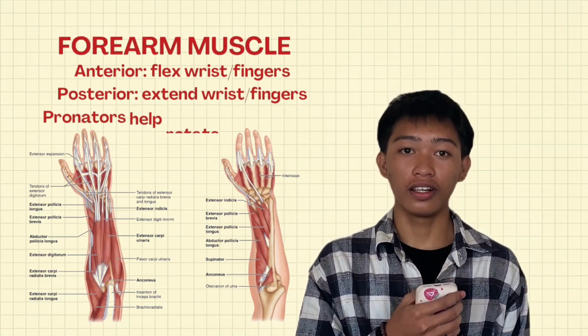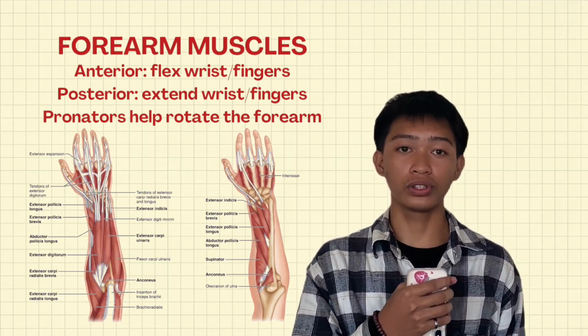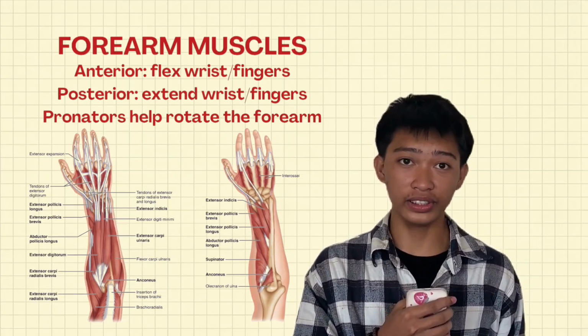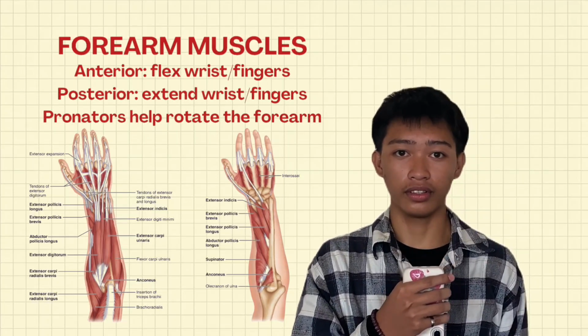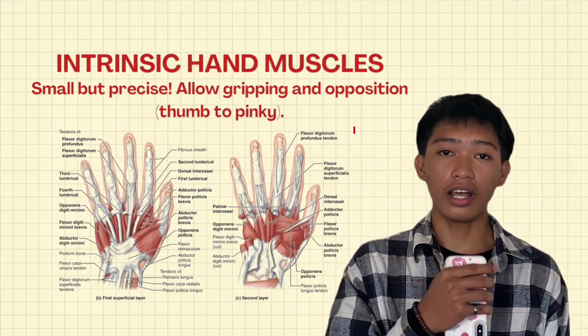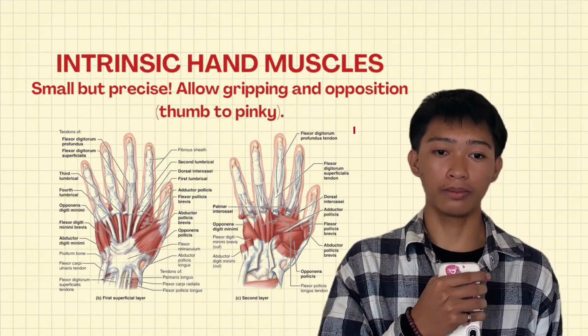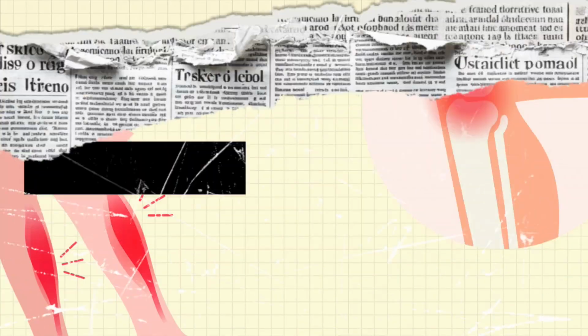Forearm muscles. Anterior muscles flex the wrists and fingers. Posterior muscles extend the wrists and fingers. Pronators help rotate the forearm. Intrinsic hand muscles, from thumb to pinky, are small but precise. They allow gripping and opposition.